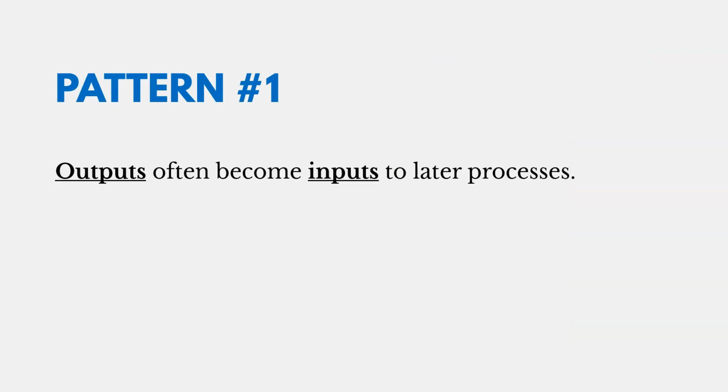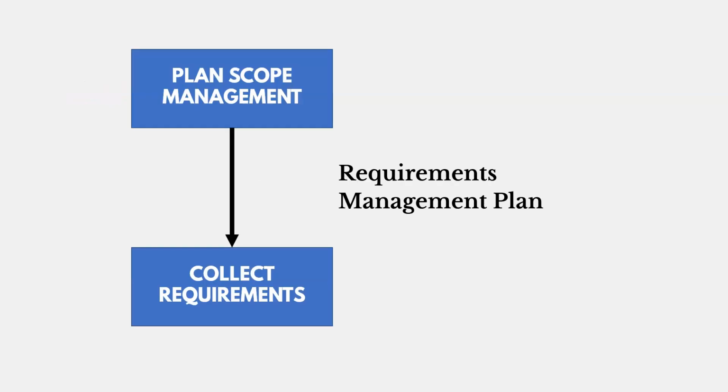Outputs often become inputs to later processes. So here's an example. We have the plan scope management process, and an output of that is the requirements management plan. That plan is going to become an input to collect requirements. So outputs kind of roll down to become inputs of later processes in many cases.